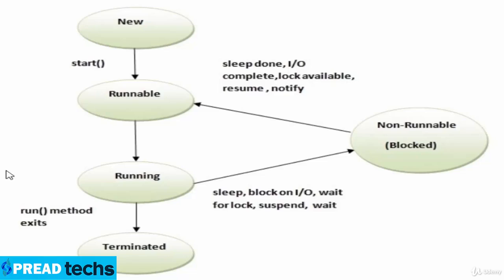So here you can see a new thread, then runnable. The thread becomes non-runnable if it calls the sleep method, calls the wait method, or is blocking on input and output. When the sleeping is done, it goes back to runnable and then running, and at the end terminated when the run method exits. If it is not running, it goes to sleep, blocked on input and output, waiting for the lock, or suspended, which is the non-runnable condition, and then it resumes and starts work again.